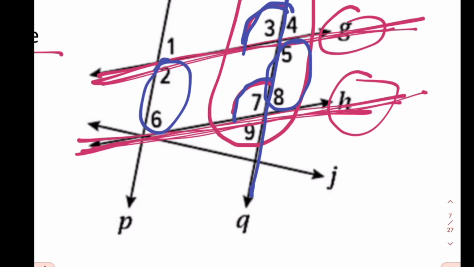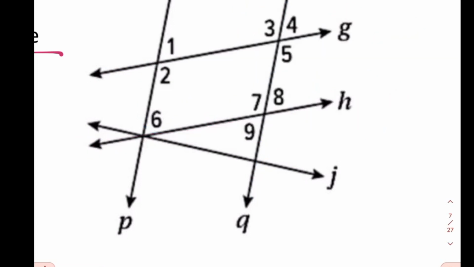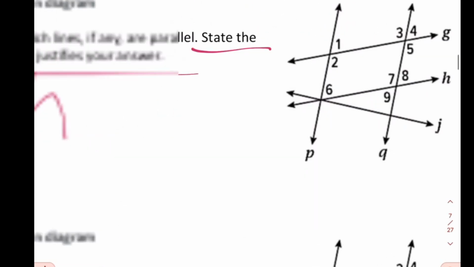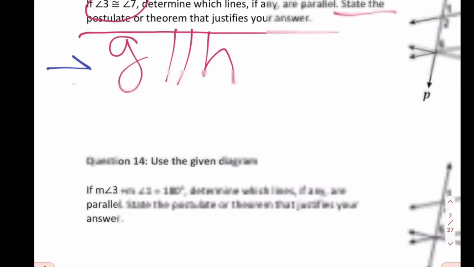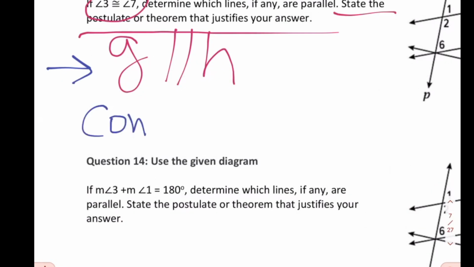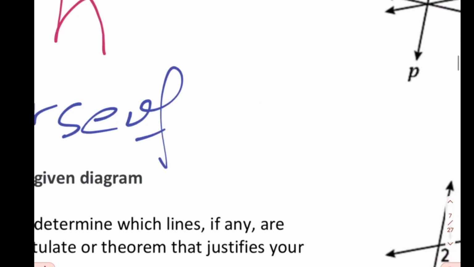So they are corresponding. So these two angles are what? Corresponding. So what do you say? You say corresponding. Make sure you prove they're parallel. Because you prove parallelism, you have to say converse. Converse of corresponding.